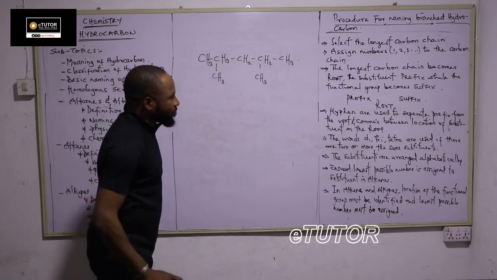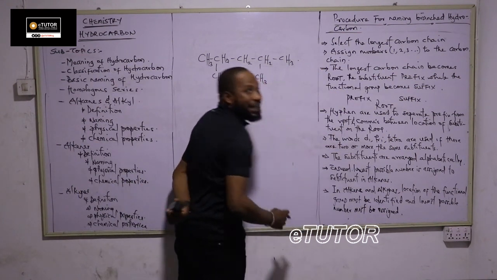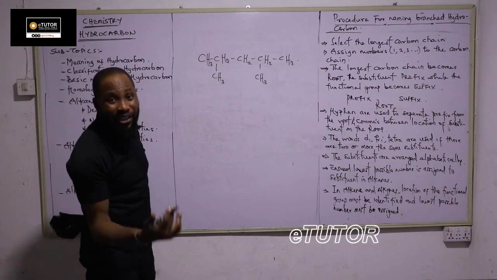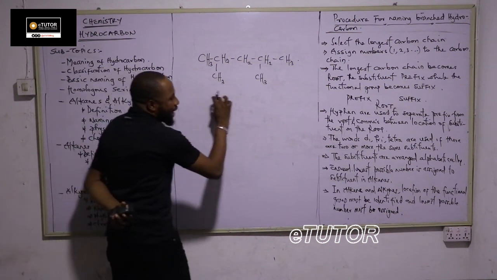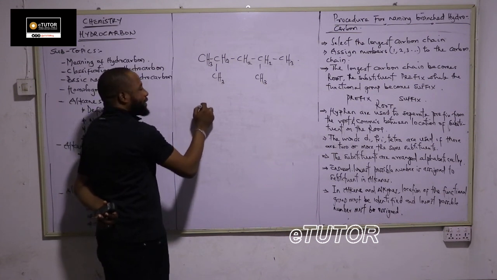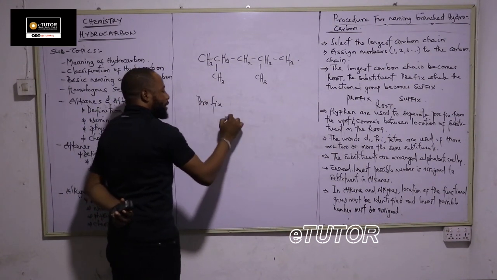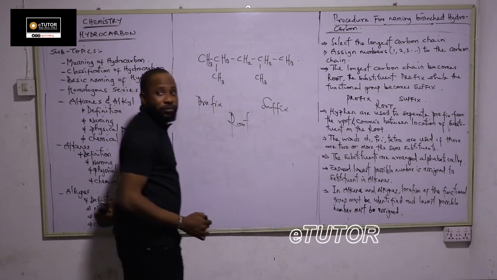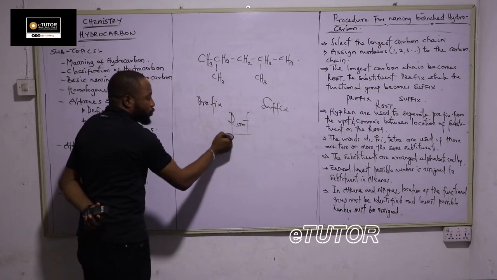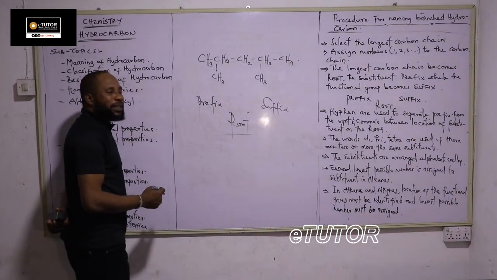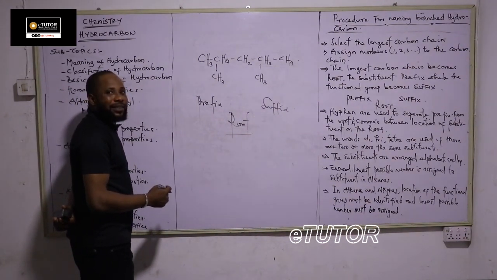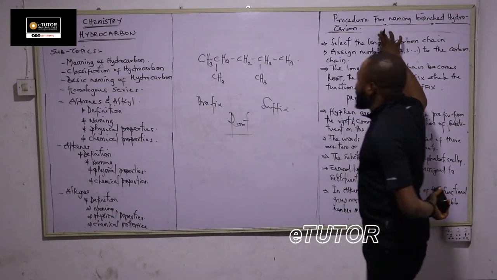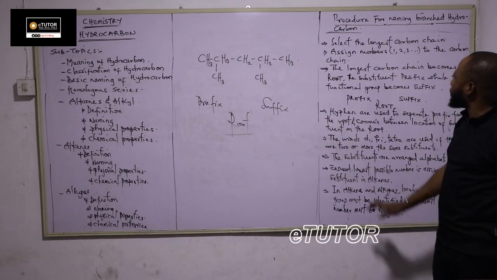Now, to name this, we have to follow the following rules in naming branched hydrocarbon, either branched alkane or branched alkyne. We have prefix, we have roots, and we have suffix. The roots stand for the carbon chain found in that branched hydrocarbon. Now, let's use the procedure to name this branched hydrocarbon.